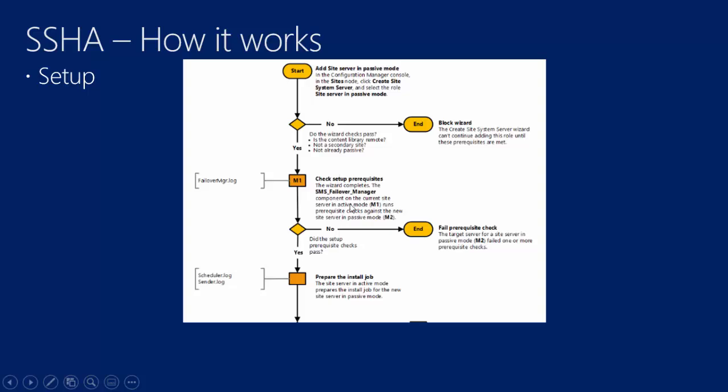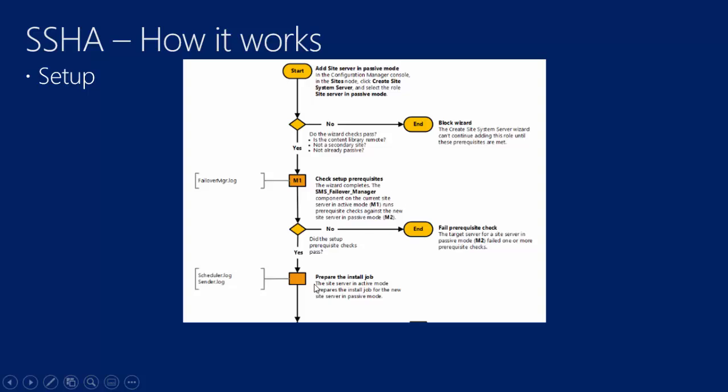Next, once we get through the wizard and initiate the install of the passive node, then we're going to do a setup check, just like we would if we were installing a standalone primary site. And you'll see all of that handled by SMS Failover Manager. You'll also see that in the monitoring node. I'll show you that here in a minute. And then assuming those prerequisite checks pass, we move on. If not, we'll fail out.